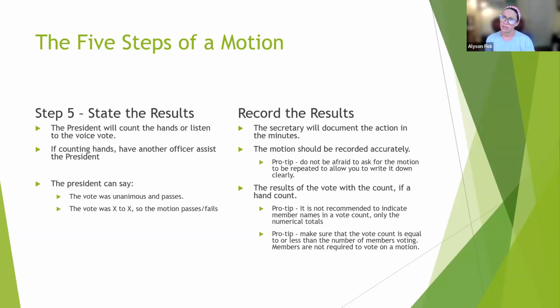For the secretaries, while you're tabulating your vote count, it should be equal to or less than the number of members voting, because remember, members are not required to vote.